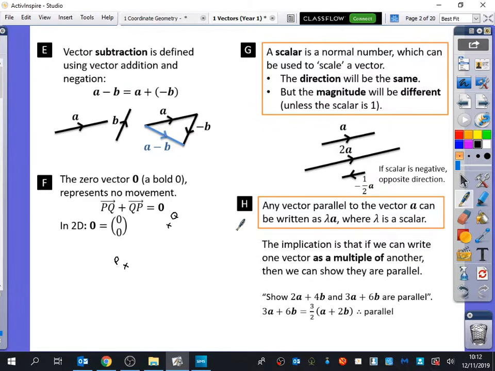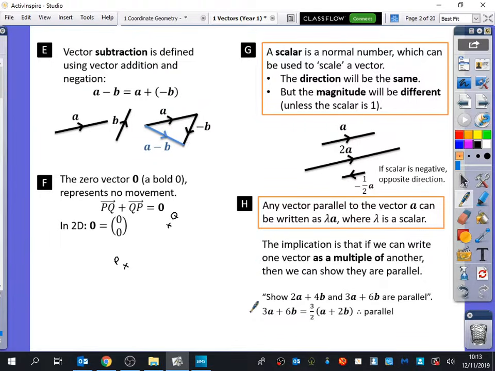Last of all, point H: any vector parallel to the vector A can be written as lambda A, where lambda is a scalar. This letter here is called lambda. We'll talk about this later on in the lesson, so don't worry about it much just yet. It's just a Greek letter. What this means is if we can write one vector as a multiple of another one, then we can show that they are parallel to each other.